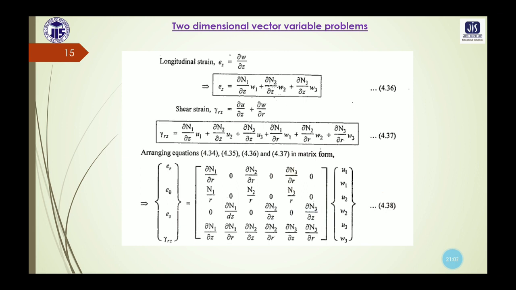Next we have the equation number 4.37. It is for the shear strain mathematical representation. If we arrange these equations 4.34, 35, 36 and 37 in a matrix form, then we have the equation number 4.38. And this is a very complicated formula that we need to remember by practicing a lot.